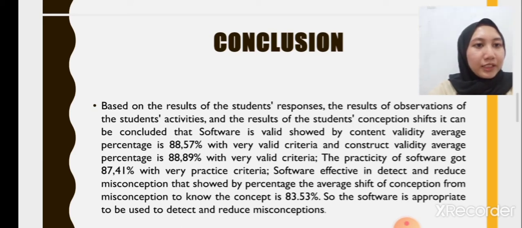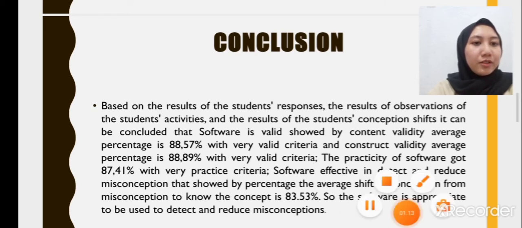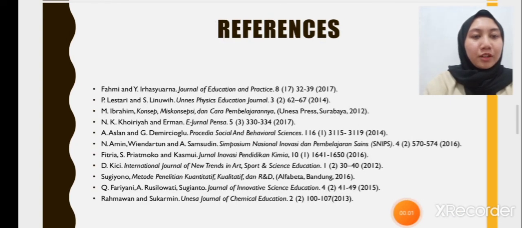The practicality of the software got 87.41% with very practical criteria. The software is effective in detecting and reducing misconception, shown by the average percentage shift of conception from misconception to the right concept, which is 83.53%. So the software is appropriate to be used to detect and reduce misconception. This is the reference of this journal.